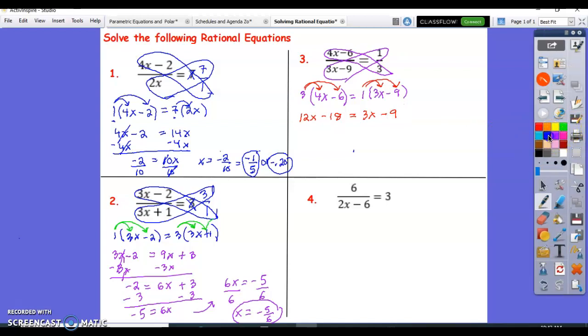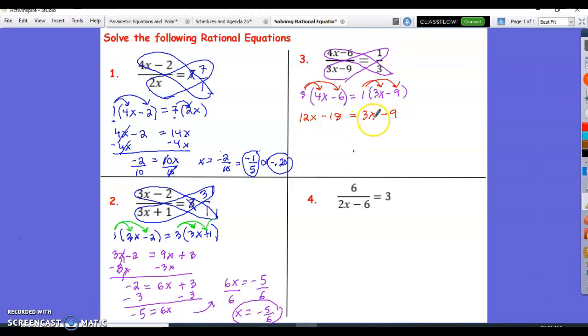The next step is combining like terms, and we're isolating our x variable. So I'm going to take away 3x on both sides first. You can also take away 12x on both sides, but that will give you a negative and add one more step. So it's easier to take away 3x on both sides instead of 12x. So 12x minus 3x gives you 9x minus 18 equals -9.